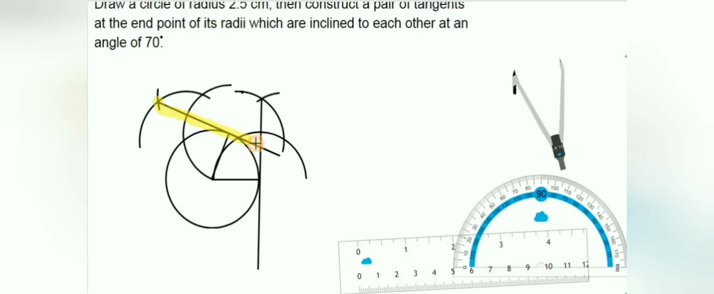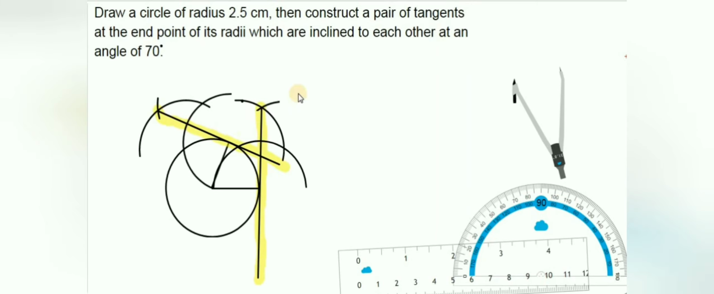See here, this one and this one. These two tangents meet at one place. So this is the process of constructing the tangents when the angle between the two radii is given, the second method.